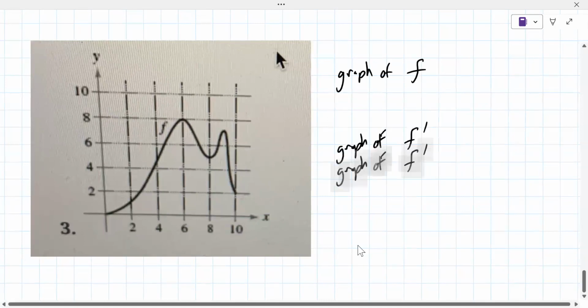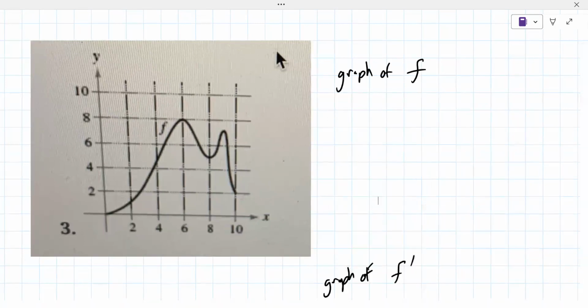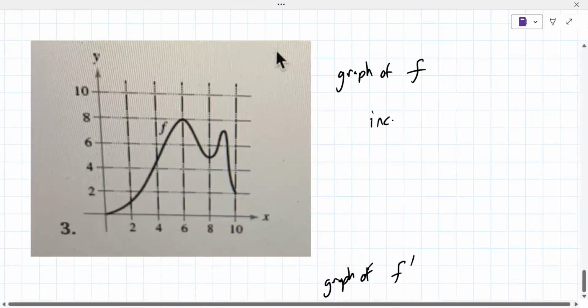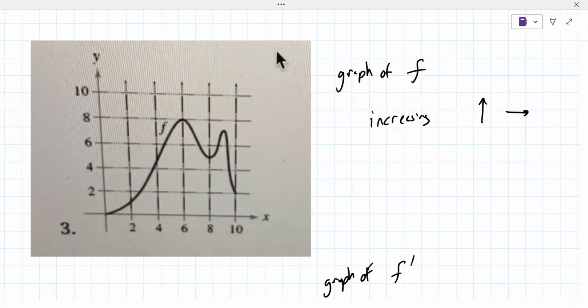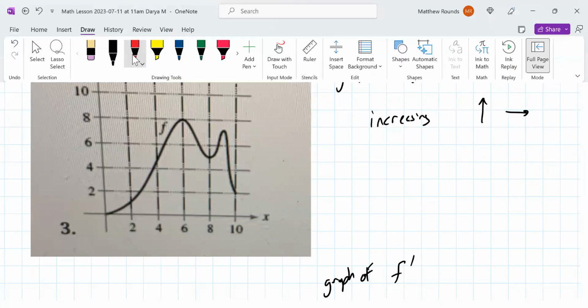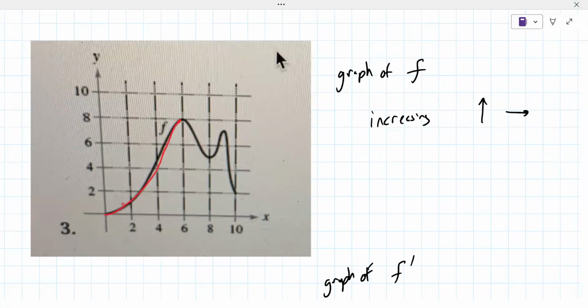Okay, so I'll just move this down. So it's increasing when it's going up and to the right. I'll show that here. It's increasing all the way, and it's your x values. It's from 0 to 6 that it's increasing. It's also increasing from 8 to 9.